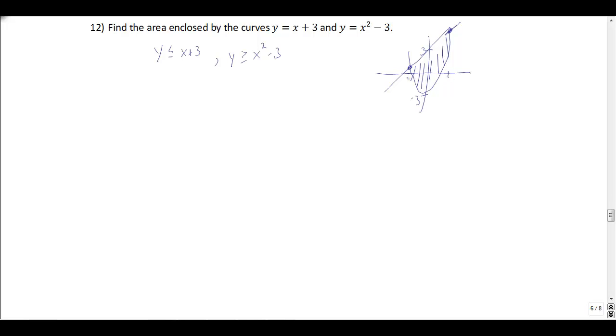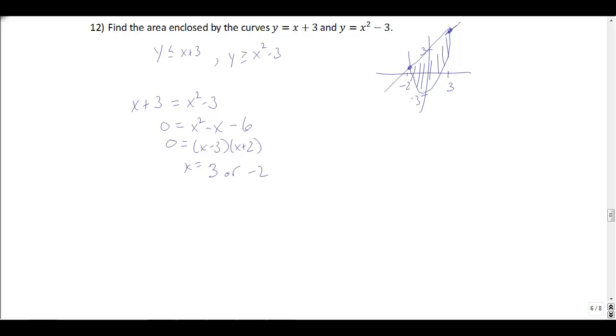So sort of what the x values are where I have the intersections. The way to find that is you just set the y's equal to each other. So you set x plus 3 equal to x squared minus 3, and you solve this. I can subtract x plus 3 from both sides, and I'll get x squared minus x minus 6. So I'll get 0 is x minus 3 times x plus 2. So that's going to give me x is either 3 or negative 2. So it tells me the one bound is negative 2, the other bound is 3.